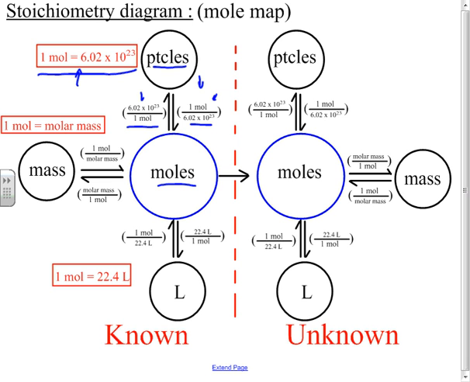To convert between moles and mass, the equivalent is 1 mole equals the molar mass from the periodic table. So if I'm going from moles to mass, then I want the molar mass in grams on top, 1 mole on bottom. If I'm going the other way around from mass to moles, then I want 1 mole on top and the molar mass on bottom. And if I want to convert between moles and liters, the equivalent is 1 mole equals 22.4 liters. So let's get to our problem here.